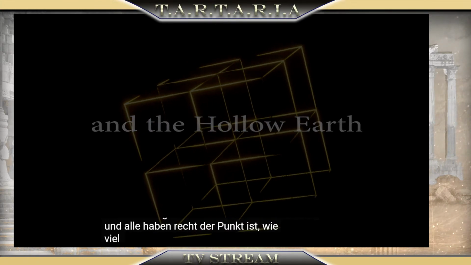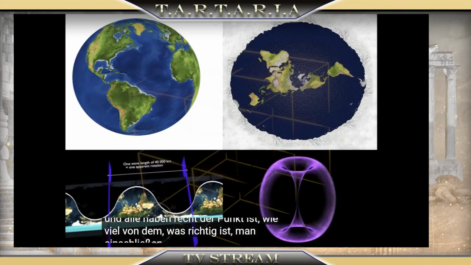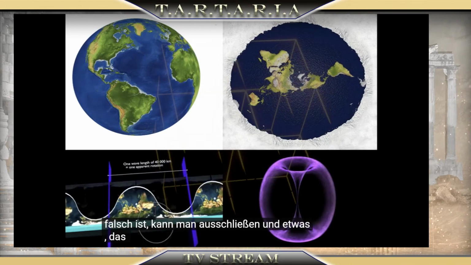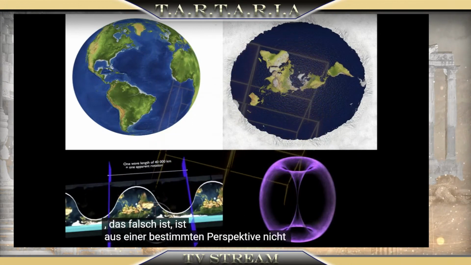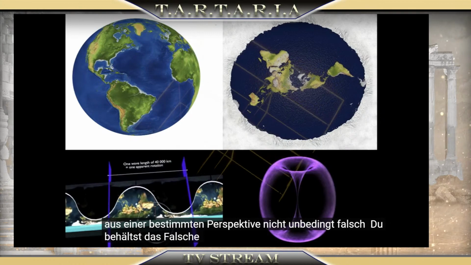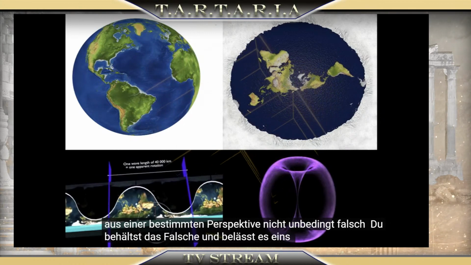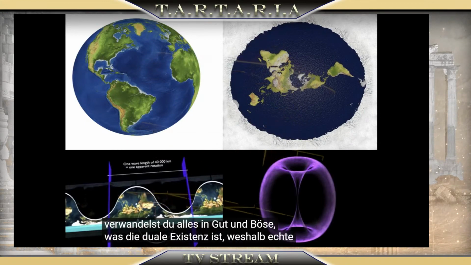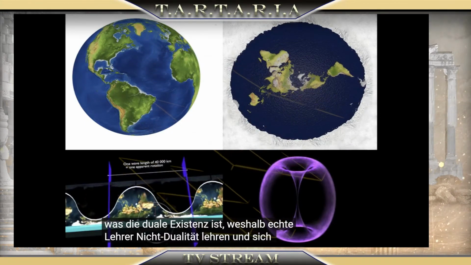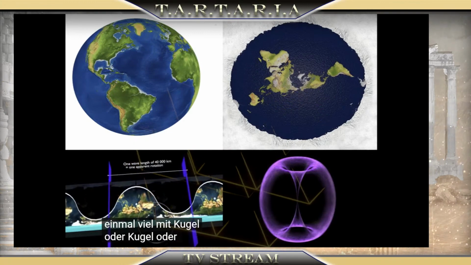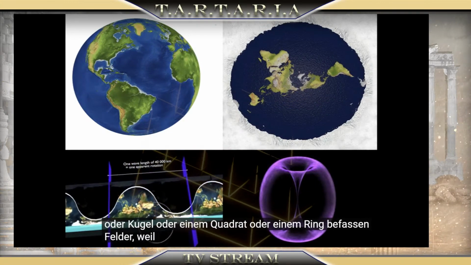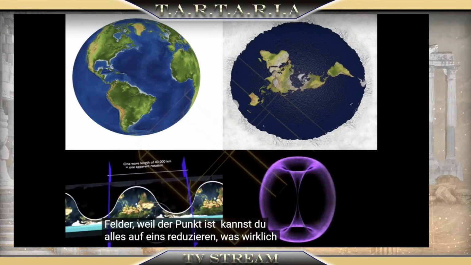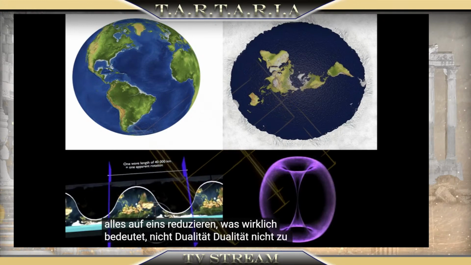The point is, how much of that which is right can you include, and how much of that which is wrong can you exclude? And something that's wrong is not necessarily wrong at all from a certain perspective. Can you keep the wrong and keep it one? Or do you turn everything into good and bad, which is the dual existence, which is why real teachers teach non-duality and don't even concern themselves much with ball earths or flat earths or square earths or toroidal fields, because the point is, can you reduce everything into one? That's really what non-duality means: not two.